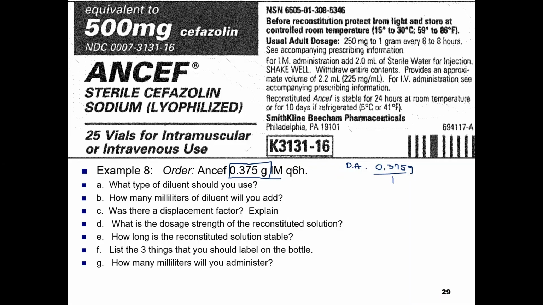When I look at the label, the first thing that catches my eye is up here, this 500 milligrams, but there's no volume with that, so that's not something that I'm going to be able to use, so I'm going to have to read the fine print. And so I go over here, and it says, before reconstitution, protect from light, store controlled room temperature, tells me usual adult dosage, and then I see really good stuff. I see IM administration, and this order was IM, so I'm reading the right section. For IM administration, add 2 milliliters of sterile water for injection.